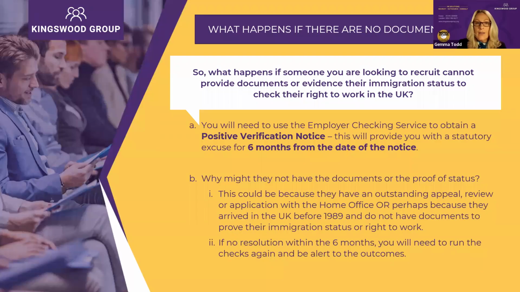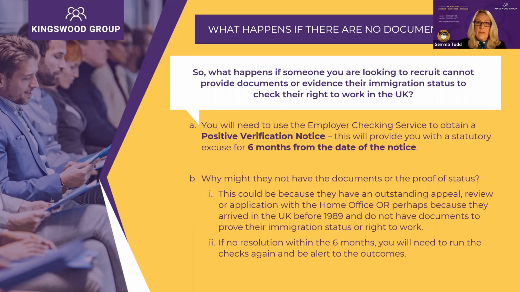So there is a bit of an issue sometimes when people turn up and they don't actually have any documents with them. What happens if someone you're looking to recruit cannot provide the documents or evidence their immigration status to check their right to work in the UK? Well, it's a system where you have to ensure that you have used the employer checking service. And if Julie can just drop that into the web chat now, to obtain a positive verification notice, which we've spoken about before. And this will provide you with a statutory excuse for up to 6 months whilst you undertake further investigation.